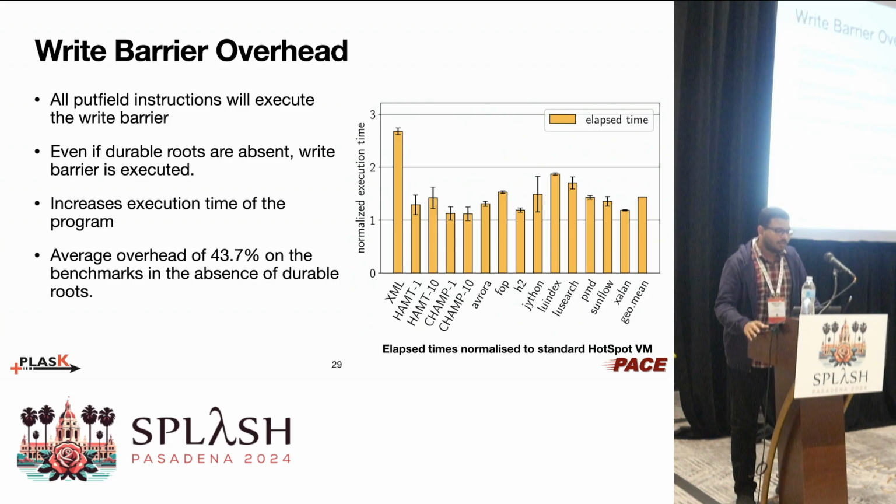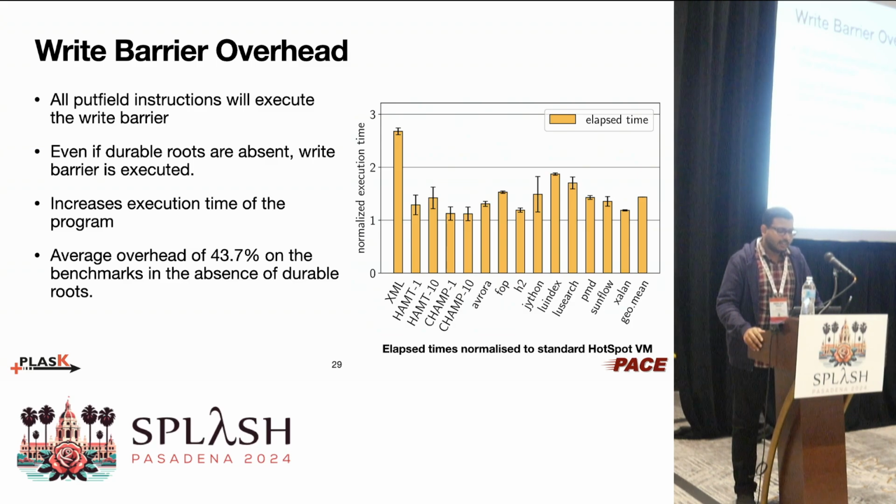You can look at the graph on the right hand side. On the x-axis we have some benchmarks. The first benchmark, XML, basically parses a protein database and creates object blobs which are stored in persistent data structures. And HAMT is hash array mapped tries, which is another popular persistent data structure. CHAMP is compressed hash array mapped prefix data structure, which is again a popular persistent data structure. And all the other benchmarks are part of the standard DaCapo benchmark suite.